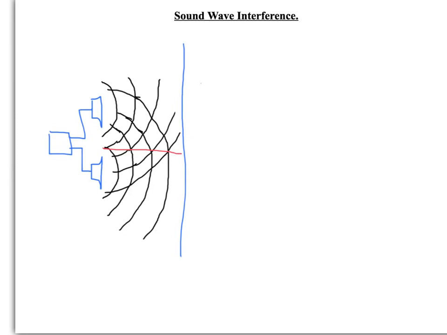So if you're walking along, you've got 0 path difference. And so when you get there, you will find it is very loud because you've got the two waves superimposed on top of each other, so it's extra loud. So let's add in a few more points.